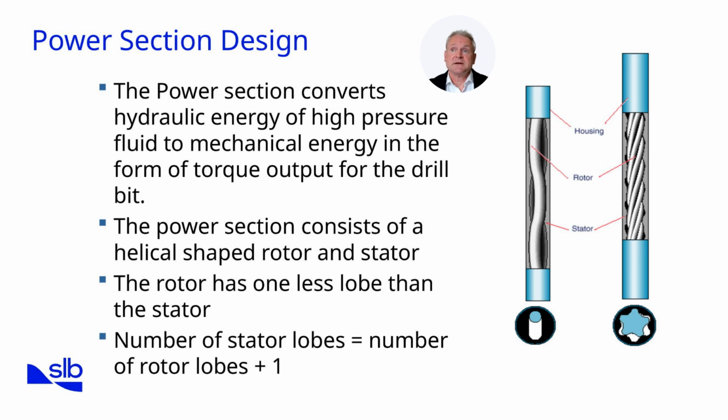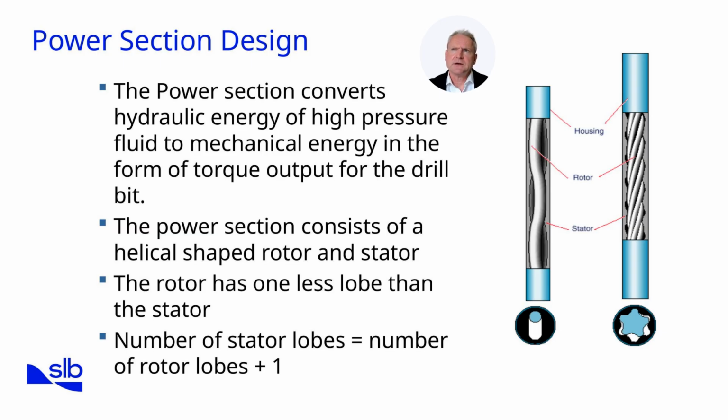The power section is the heart of the motor, and its design dictates performance characteristics. It consists of the rotor and stator arranged helically. The rotor always has 1 fewer lobe than the stator, creating sealed cavities that progress along the length of the tool as drilling fluid is pumped through. Pressure differentials across these cavities generate torque and cause the rotor to rotate.